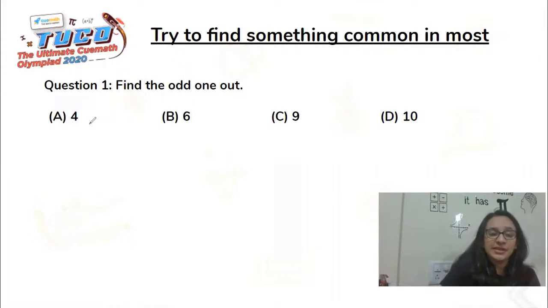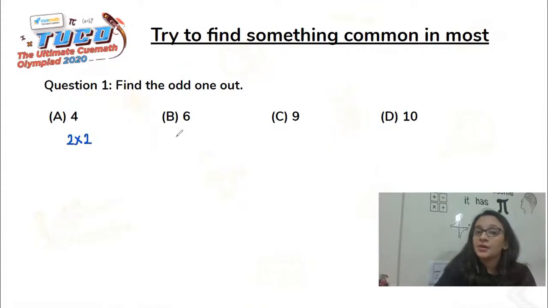So if we look at option A, the number is 4, which is a multiple of 2, that is, it's an even number. We can write it as 2 times 2. In option B, we have 6, which is also a multiple of 2 because it can be written as 2 times 3. So this is also an even number. 9 cannot be written as a multiple of 2. It's not an even number. We can just write it as 3 times 3. Whereas 10 again is an even number or a multiple of 2 because we can write it as 2 times 5.